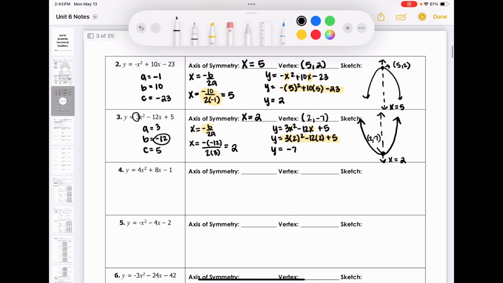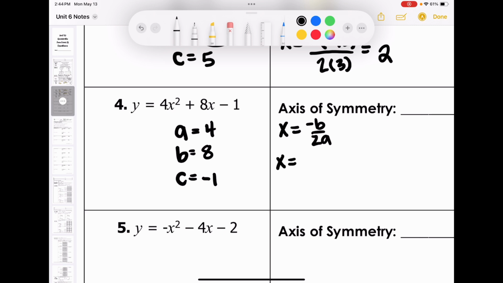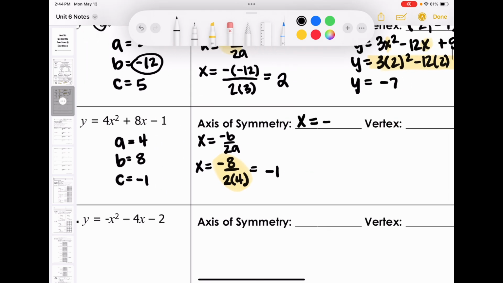All right, number 4. We start out by labeling our A, B, and C. So my A is a positive 4, my B is a positive 8, and my C is a negative 1. Now I'm going to plug my A and B values into my axis of symmetry formula. So I get negative 8 over 2 times 4. I'm going to type that into my calculator, and I'm going to get a negative 1. So my axis of symmetry is x equals negative 1.